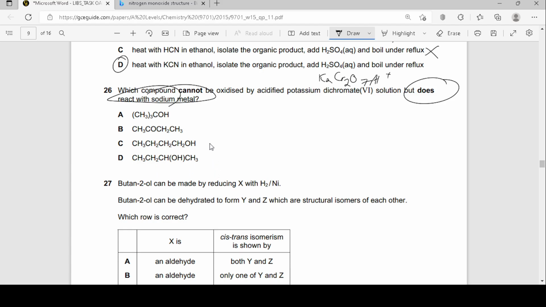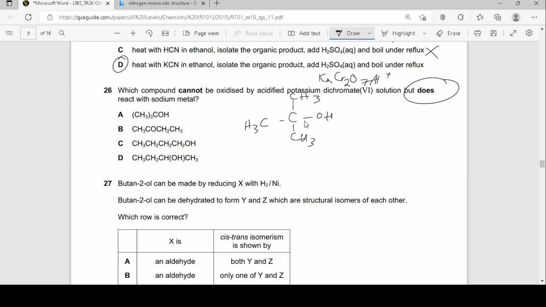Let me try from the top. So I have (CH3)3COH. If I just draw that out, CH3, then I have an OH. So that is a tertiary alcohol, which means it cannot be oxidized, because tertiary alcohols are not able to be oxidized, right?